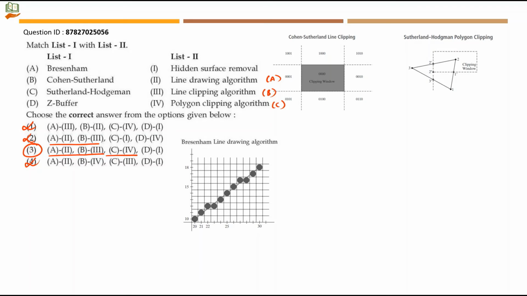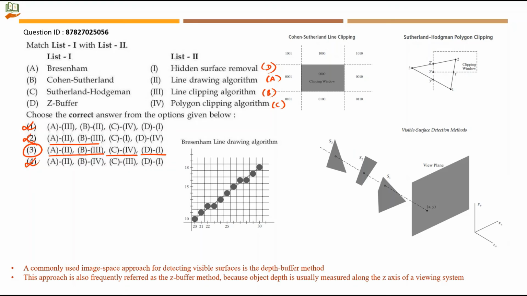So it is polygon clipping here. And then the final one, Z buffer. This is a hidden surface removal algorithm, and D will be mapping to 1. A commonly used image space approach for detecting visible surfaces is the depth buffer method. This approach is also frequently referred as the Z buffer method because object depth is usually measured along the Z axis of a viewing system. Since the depth is represented by Z axis, we call this as depth buffer method or Z buffer method.